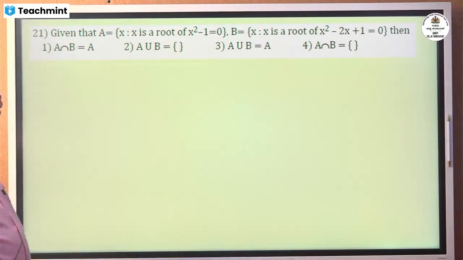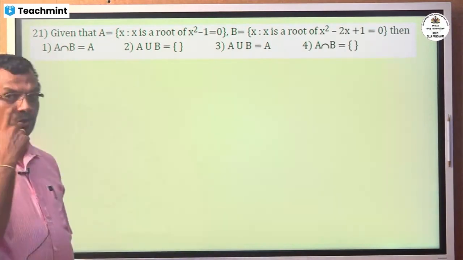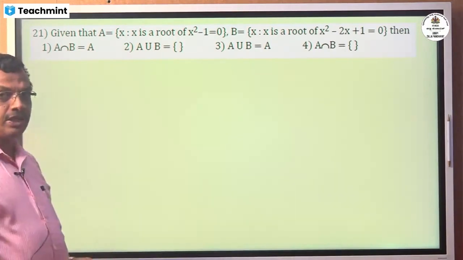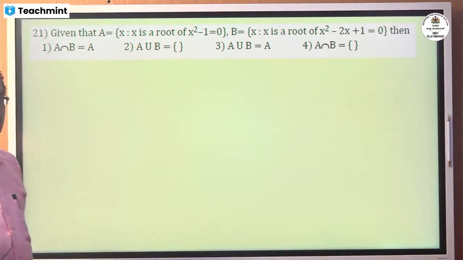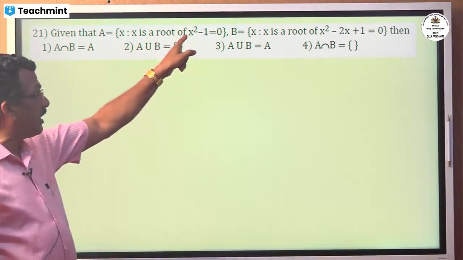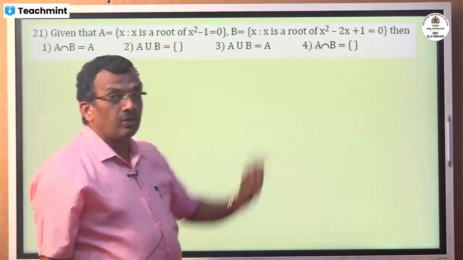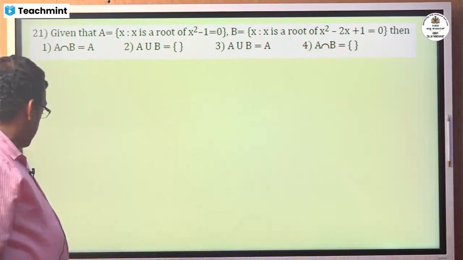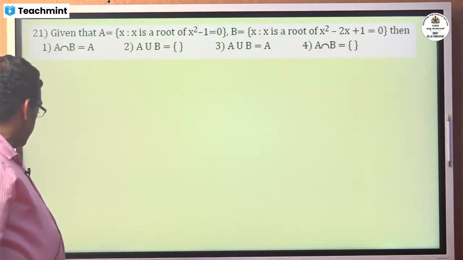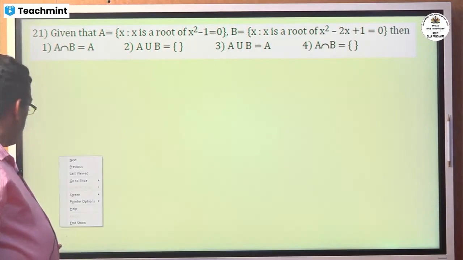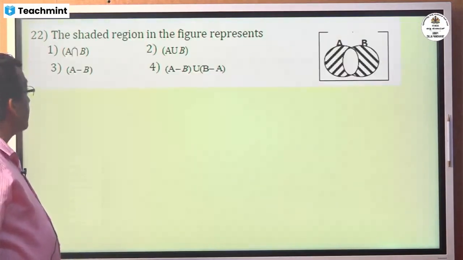Now, given two sets, A is given, B is given. Which one of the following is true? That you have to check. I am not doing this one. You have to write the set, because I have already taught how to write the set for this equation. I have taught this also. Then what is their relation? That you have to define. I am not doing all the problems, because you have to check some questions.